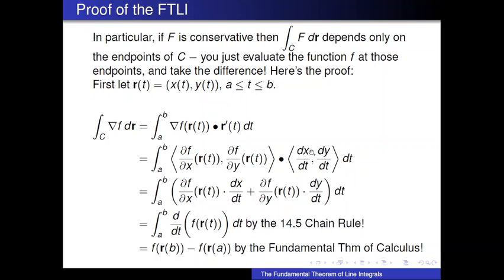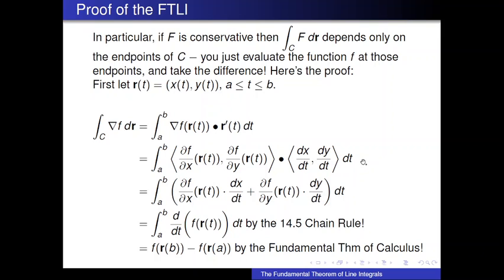then those tangent vectors are given by the derivatives of x and y with respect to t in their respective components. So the first component's dx dt, the second component's dy dt. And so now we have this dot product. So let's see what that is. We'll have the partial derivative of f with respect to x at r of t times dx dt plus the partial derivative of f with respect to y at r of t times dy dt.